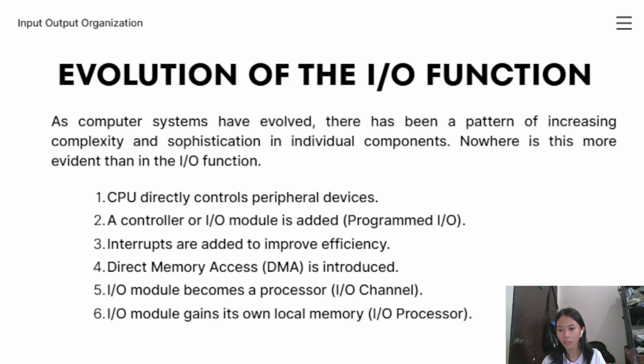Next, interrupts are added to improve efficiency. With interrupts, the CPU could do other things and only respond when the device signaled it was ready, making the process much faster. Next, direct memory access is introduced. The input-output module could now directly read or write data to memory without the CPU, freeing up the processor for other tasks.